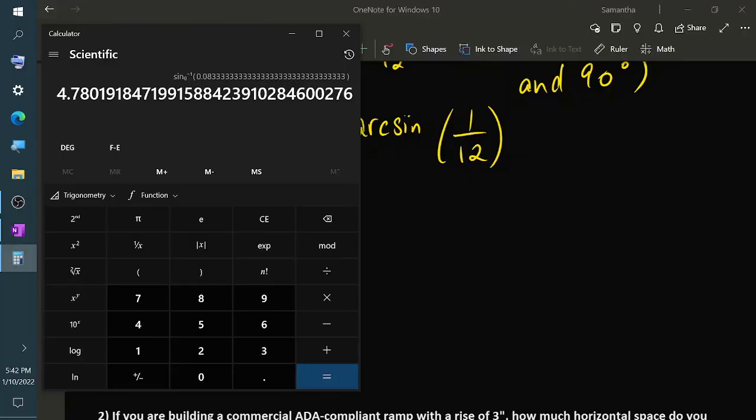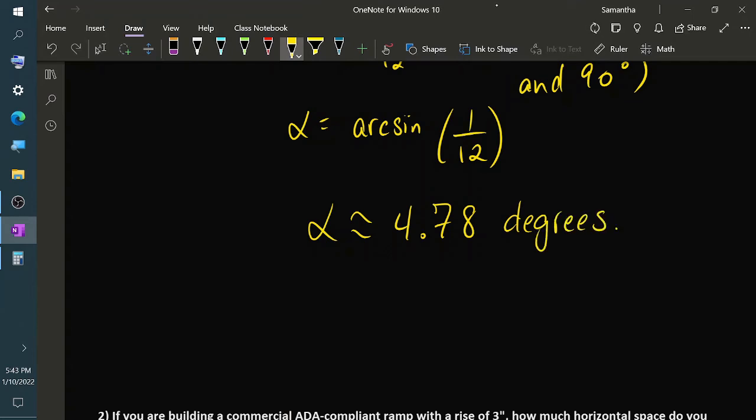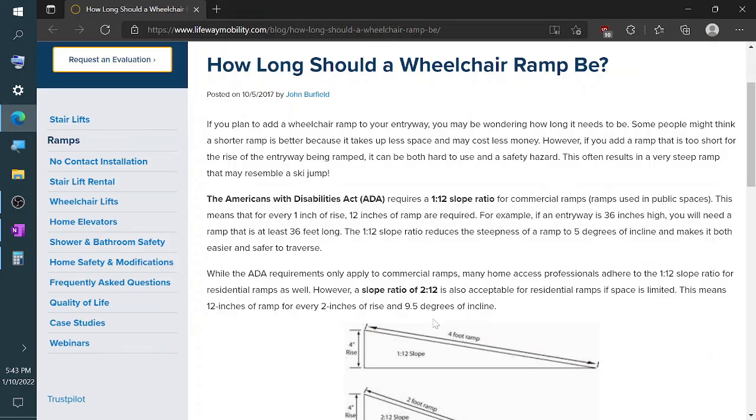The angle in degrees, because I'm in degrees mode, cannot exceed 4.78, approximately speaking. This is the largest angle of elevation that is permitted for a commercial wheelchair ramp. You can see that data confirmed on this website. They are specifying that the steepness of the ramp, the angle of elevation, cannot exceed approximately 5 degrees of incline, which would be the answer that we got, just rounded to the nearest whole degree.